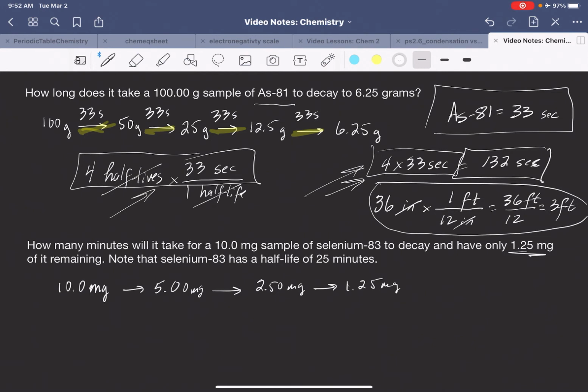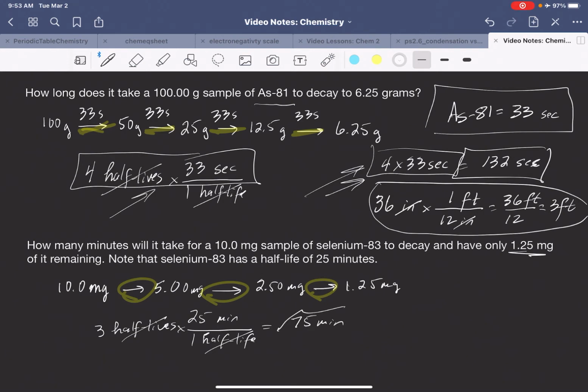So you can see here that we have a total of 3 half-lives, and we know that for one half-life, this is a total of 25 minutes. Same unit on top and bottom cancels out. So 3 times 25, 75 minutes.